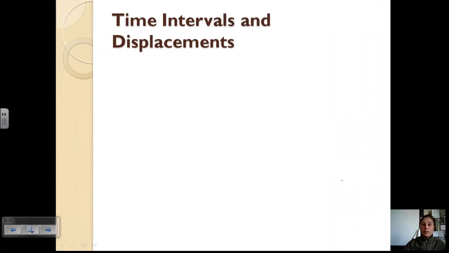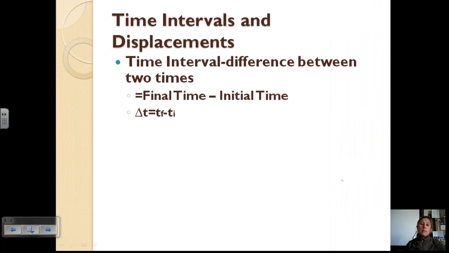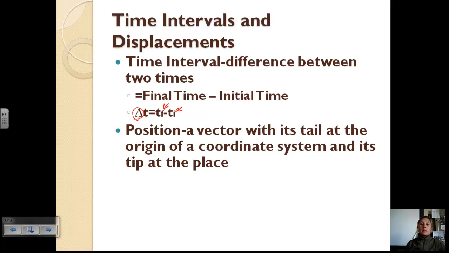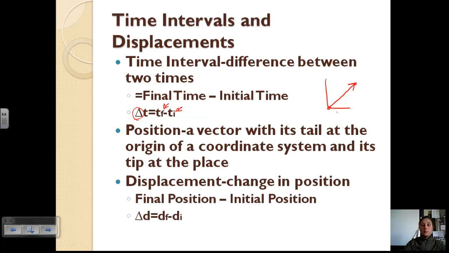Okay, if we want to graph velocity, we need time and displacement. So a time interval is a time period over which something occurs. And so this is the difference between two times. So we would take t final minus t initial, that's what the F and the I stand for, and that would give us our delta t, or change. Delta means change. The other thing we need is position. So this is a vector with its tail at the origin of a coordinate system and a tip at its place. So here's our vector, here's our origin, and then this is where the object is located.